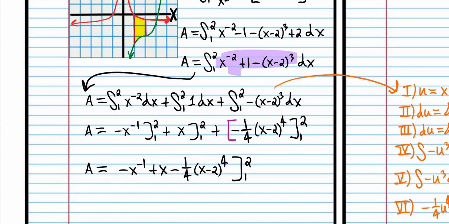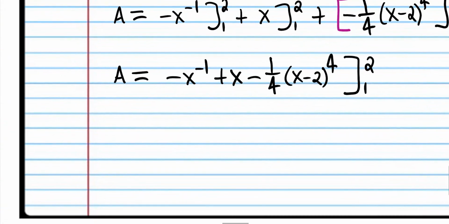Okay, so now we're going to look for the final answer. But we don't really know what to do with this, so we have to change it to negative 1 over x.